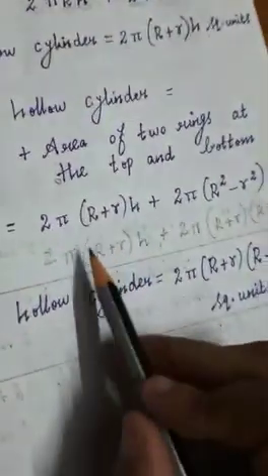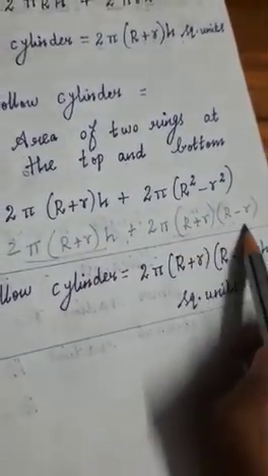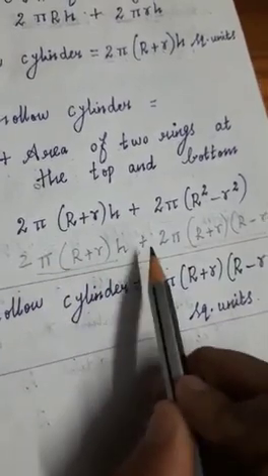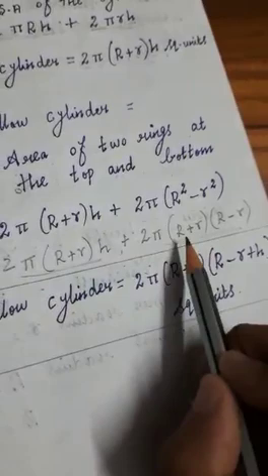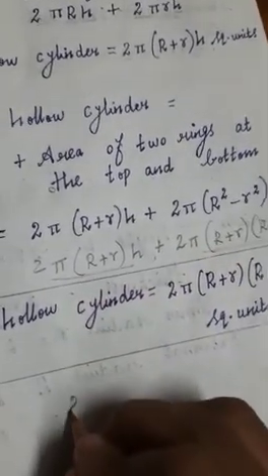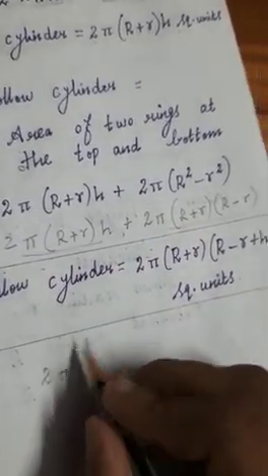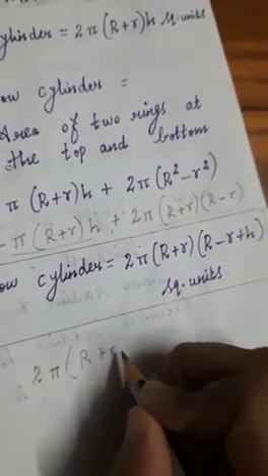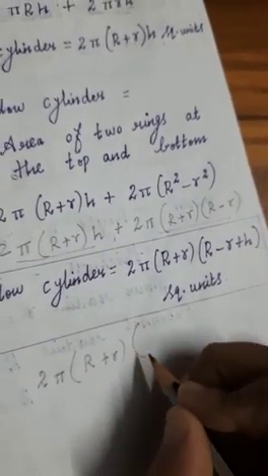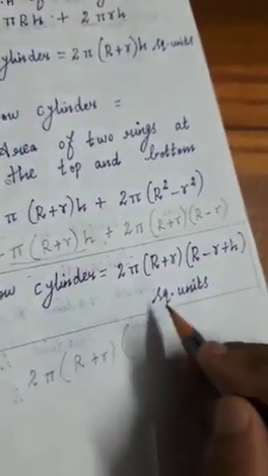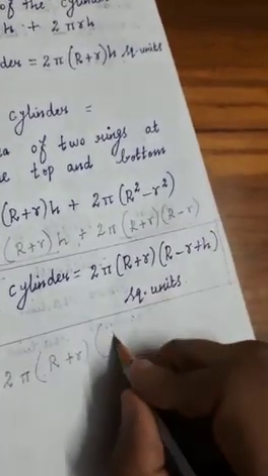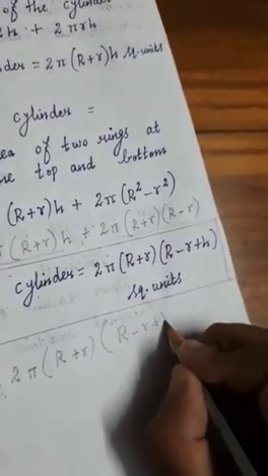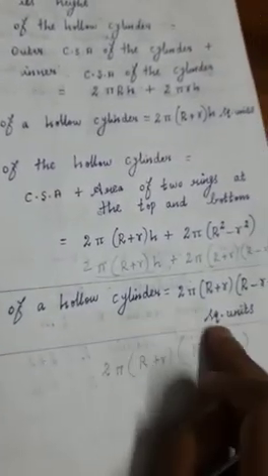So this is one part, this is one part. Which things are common? 2 pi is common, here also 2 pi you have. Here R plus r you have, here also R plus r you have. So can you take it outside? Then what will come? 2 pi, take it out, and R plus r is also common. What remains inside? From this part, h will come, and from this part, R minus r will come. So then you can write R minus r plus h. Okay, so this is the TSA of a hollow cylinder. Thank you.